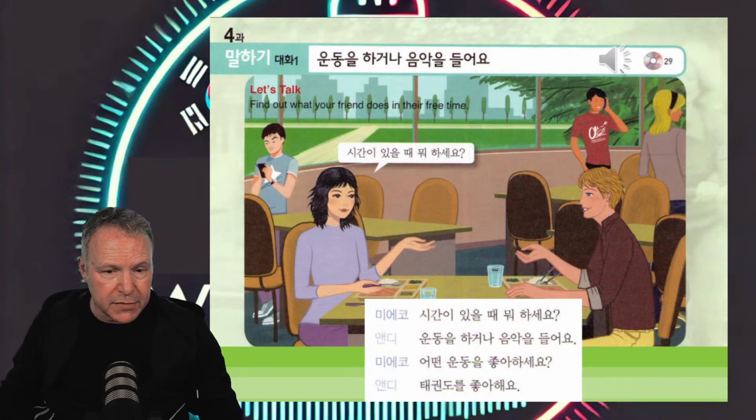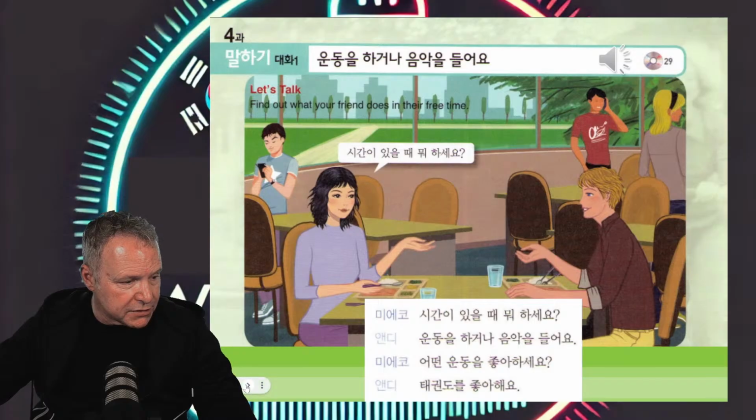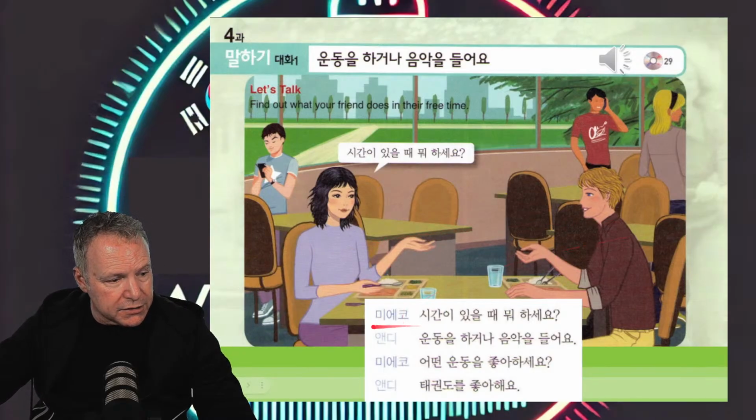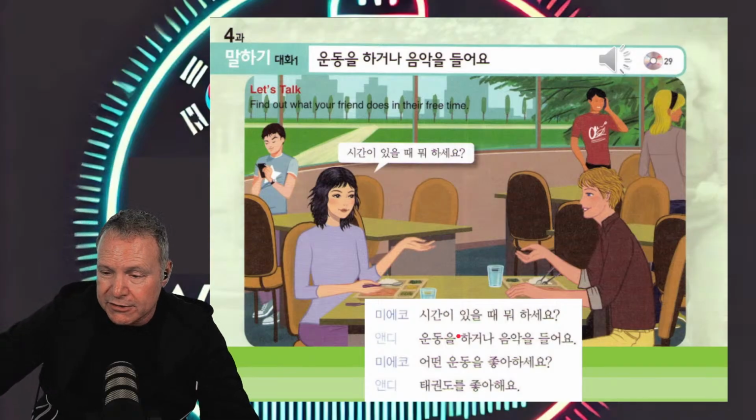Okay, so I can give you one run through of this first conversation. So Mieko starts, 시간이 있을 때 뭐 하세요? 시간이 있을 때 뭐 하세요? Time exists when what do? Basically, when you have time, what do you do? What do you do in your free time is essentially the question here.